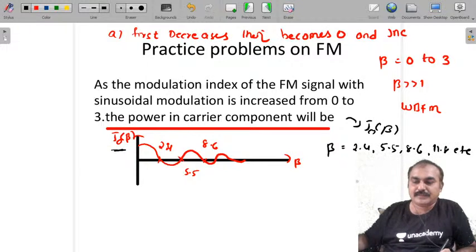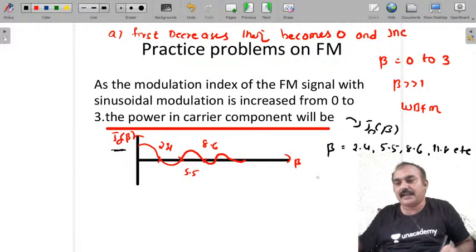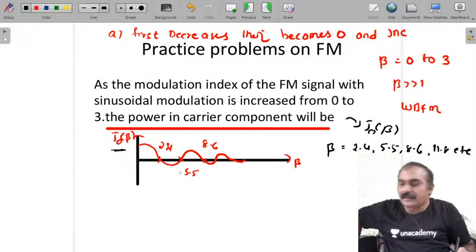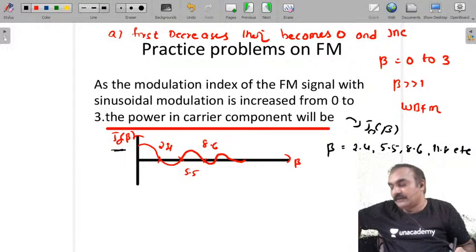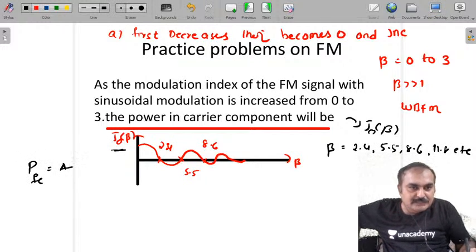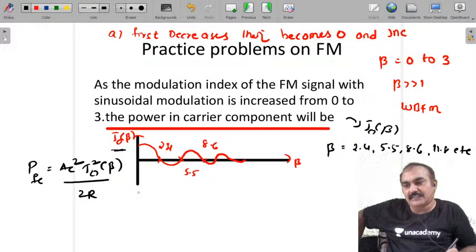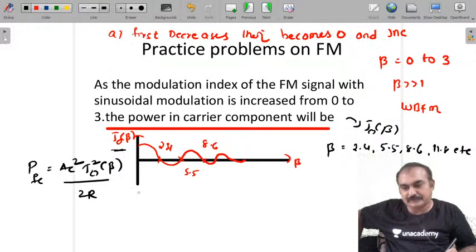Very good, Srinivas. For these particular values, now he is asking for power. So what is the formula for power, my dear students? The power of the carrier is equal to AC squared into J naught squared of beta by 2R. This is the formula for the power.